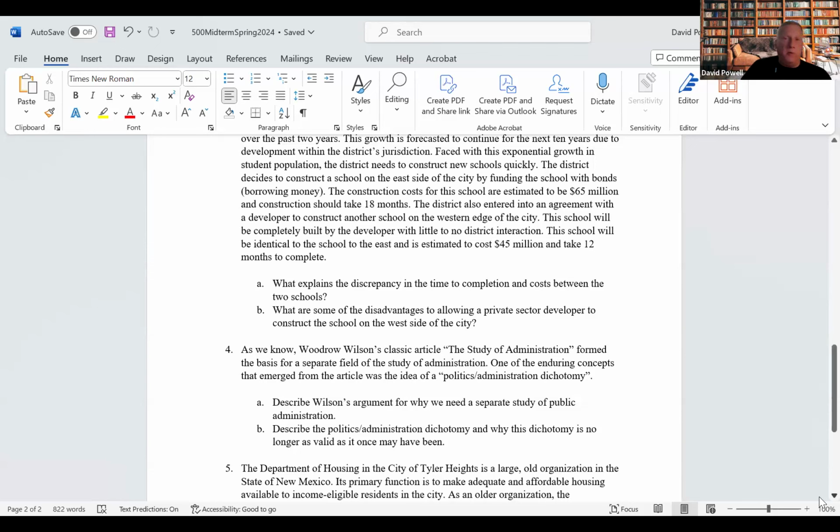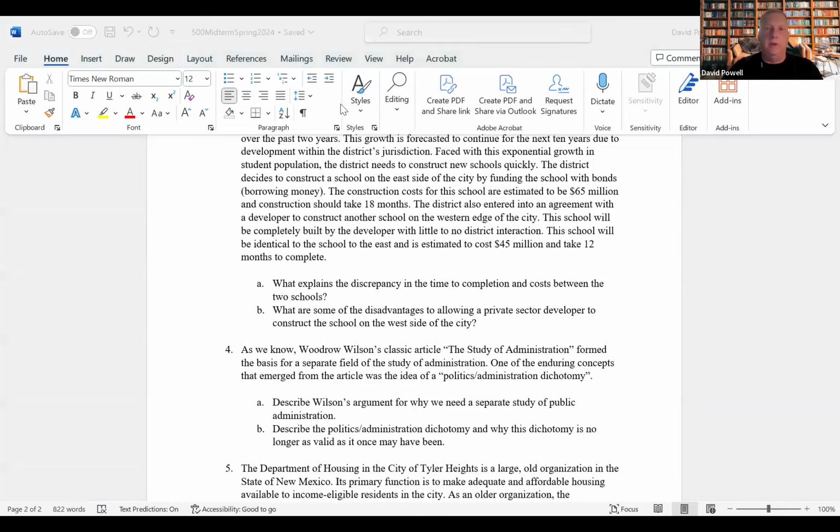Then scenario number 4 is your scenario that looks at public administration as a discipline. As we know, Woodrow Wilson's classic article, The Study of Administration, formed the basis for a separate field of the study of administration. One of the enduring concepts that emerged in the article was the idea of this politics administration dichotomy. And in the last part of class tonight, we will talk about Wilson's article. You are scheduled to read it by next week.